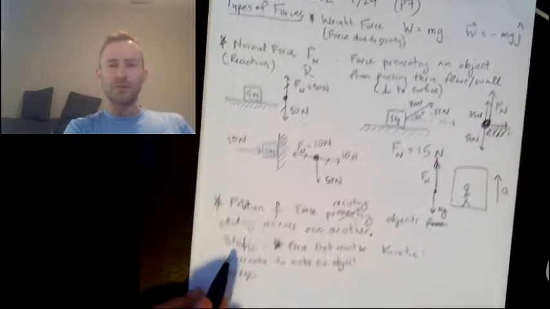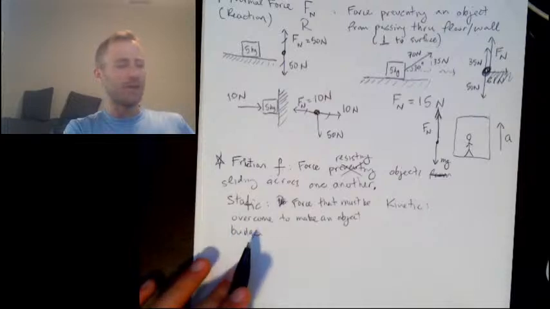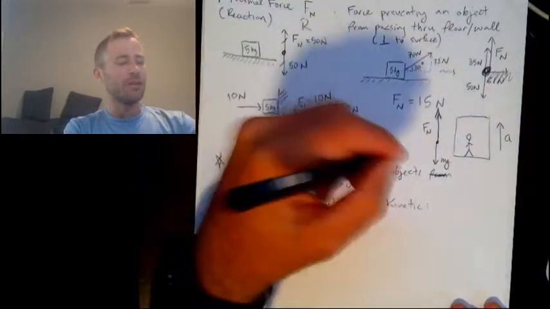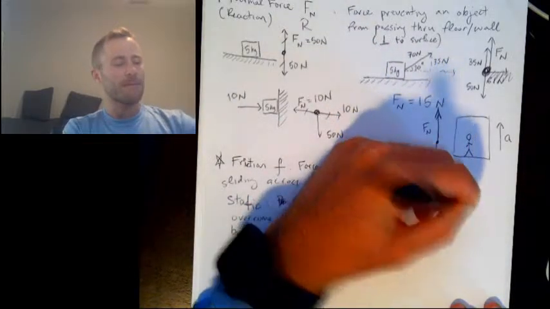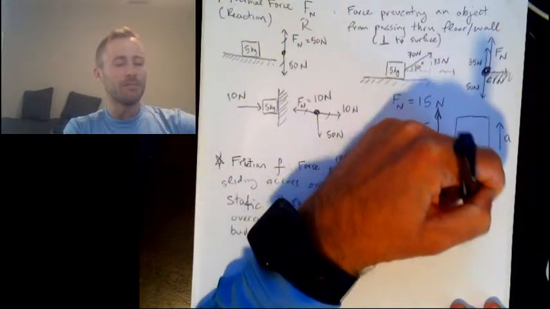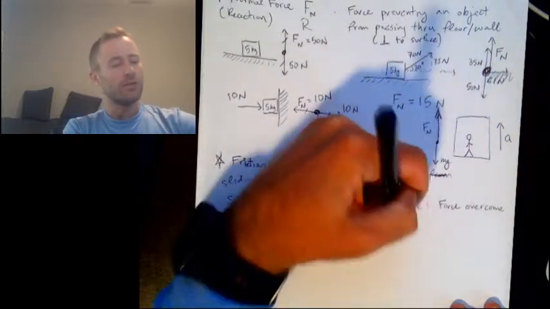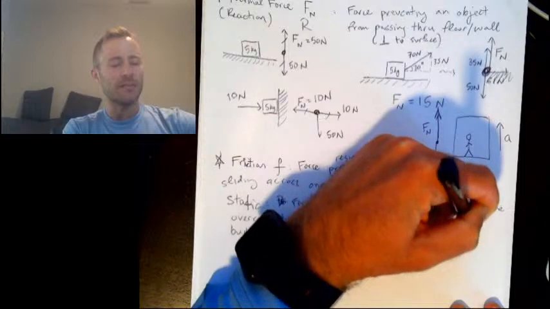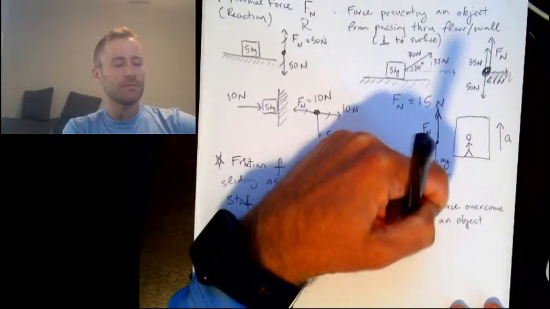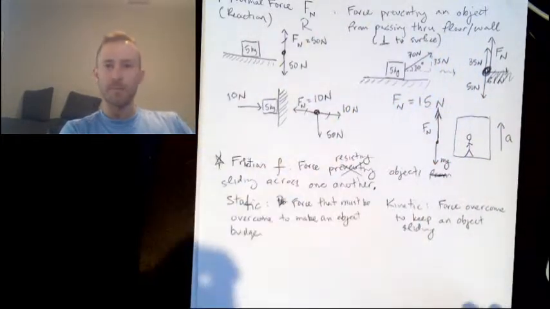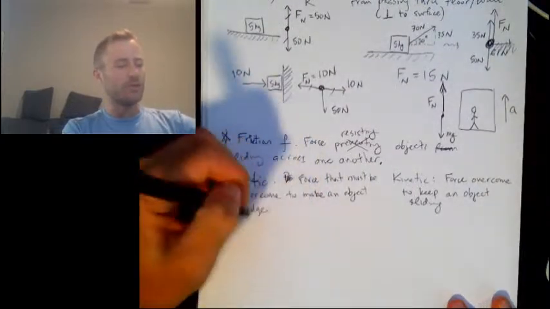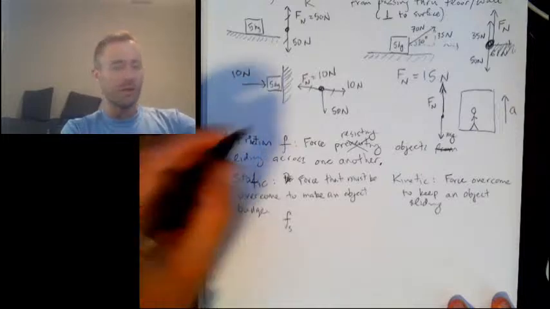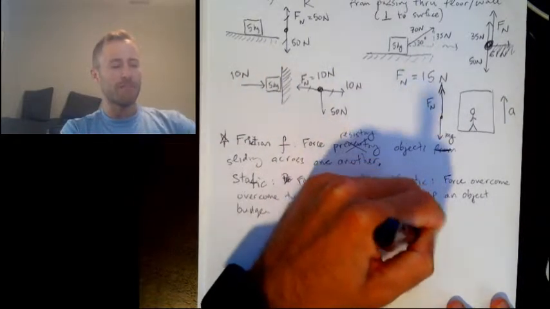Okay, so static friction is the force that must be overcome to make an object budge, to make it start to move. Kinetic friction is the force overcome to keep an object sliding. Okay? So we denote static friction by F sub S. We denote kinetic friction by F sub K.